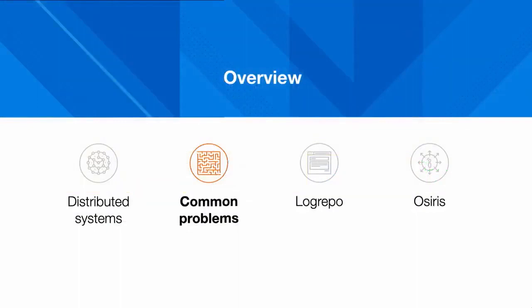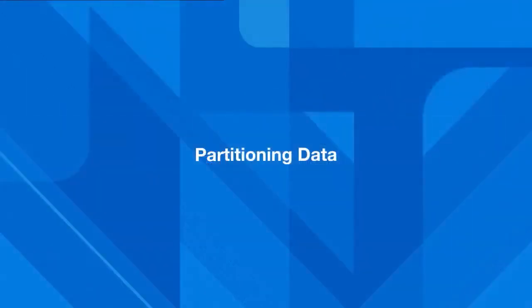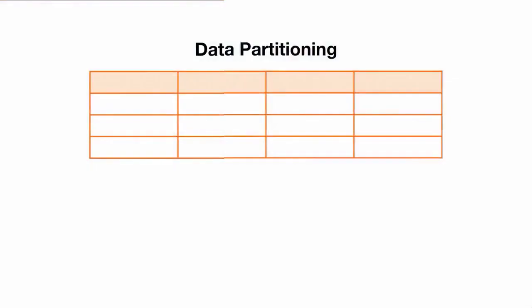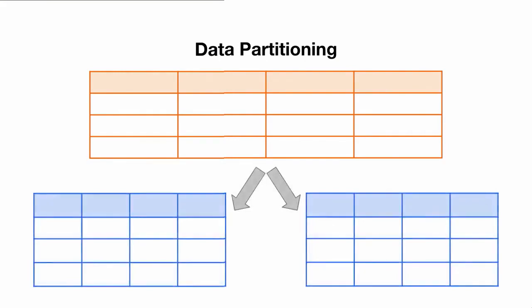The overview slide with common problems highlighted. So what are some of the common problems? The first one I want to talk about is partitioning data. Text: data partitioning. A table with 16 cells splits into 2 tables, also with 16 cells. So if you're not familiar with the term, data partitioning just means you take a table or a group of records and split it up into 2 or more smaller subtables or subgroups of records, which are called partitions.